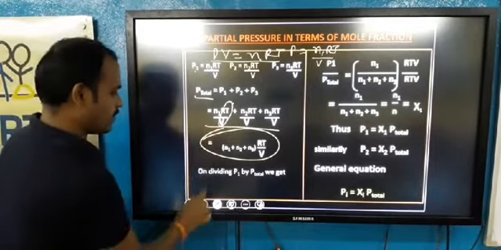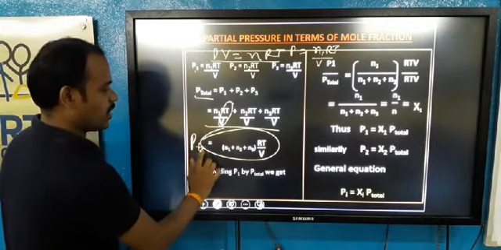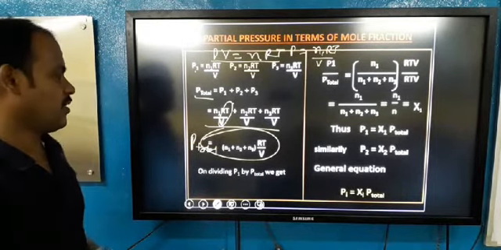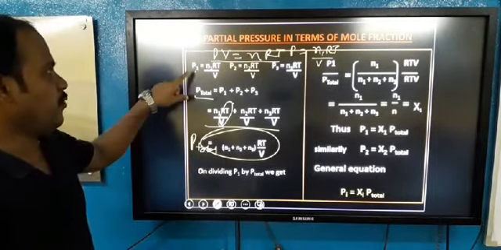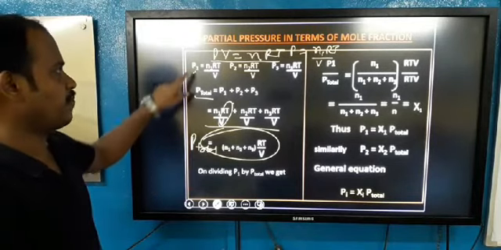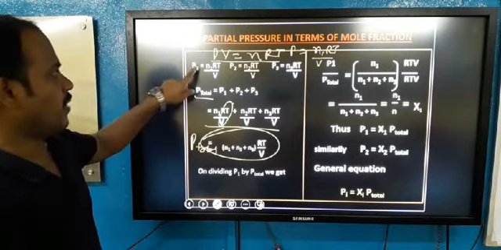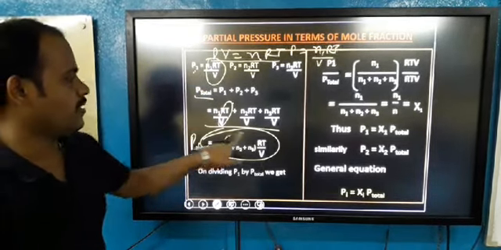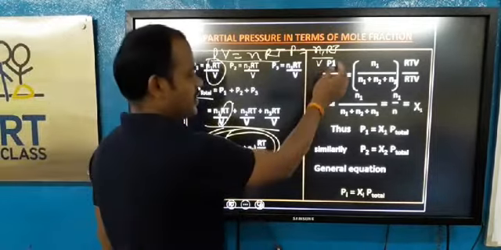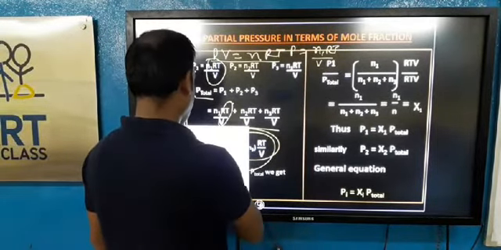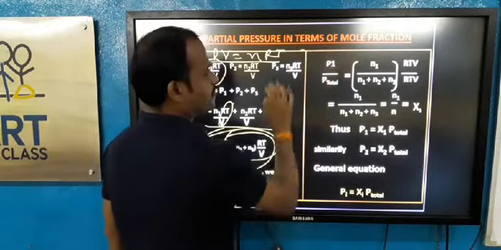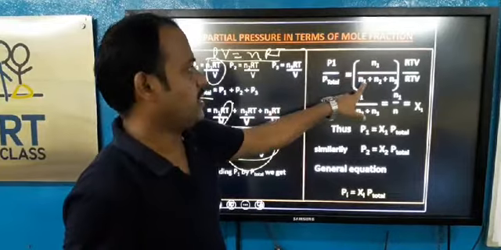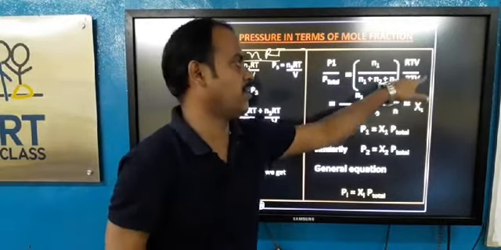So this is P total is equal to (n1 + n2 + n3) RT by V. On dividing P1 by this equation, P1 divided by P total. The value of P1 is n1 RT by V. So we will divide this by the total value. Here, P1 by P total is equal to n1 divided by (n1 + n2 + n3) RT/V by RT/V.